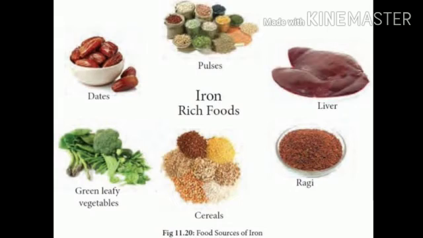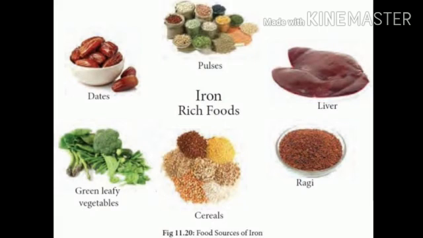Iron helps in synthesis of hemoglobin. Hemoglobin is a pigment which carries the oxygen, and deficiency of hemoglobin in blood leads to anemia. Iron is found in whole cereals, fish, nuts, egg yolk, liver, kidney, spinach, green leafy vegetables.